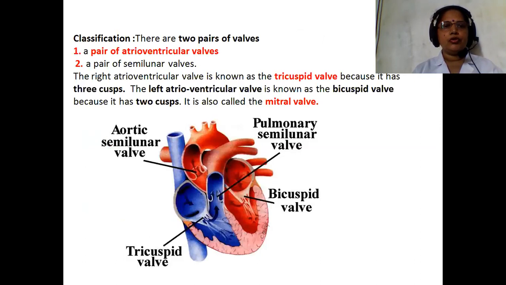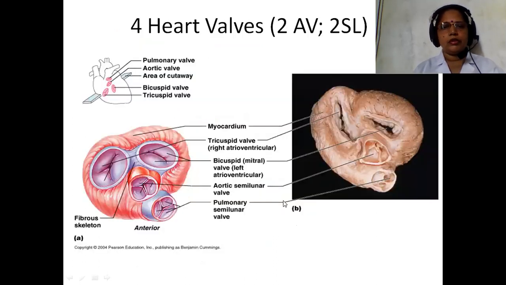Basically, you should remember the classification once again. There are two pairs of valves: first, a pair of atrioventricular valves, and second, a pair of semilunar valves. First we will discuss the atrioventricular valves. This again is divided into two parts: the right atrioventricular valve, called the tricuspid valve, and the left atrioventricular valve, called the bicuspid valve or mitral valve. One by one we will see the structure.